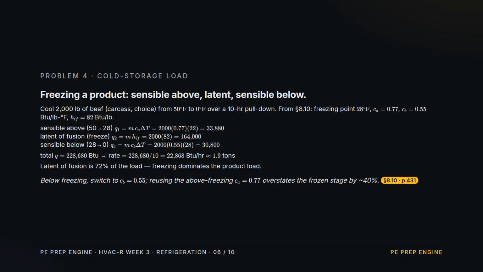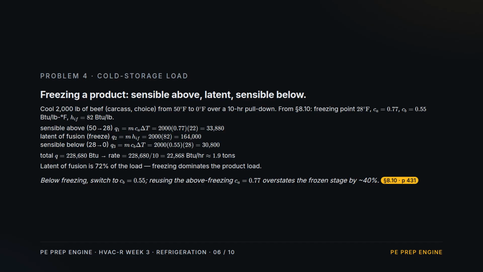Problem 4. A cold storage load. Freezing beef from 50 degrees to 0. Build it in 3 stages. Sensible above freezing: mass times the above-freezing specific heat times the 22-degree drop to the freezing point. 33,900 BTU. Latent of fusion: mass times the heat of fusion. 164,000. The biggest piece by far.